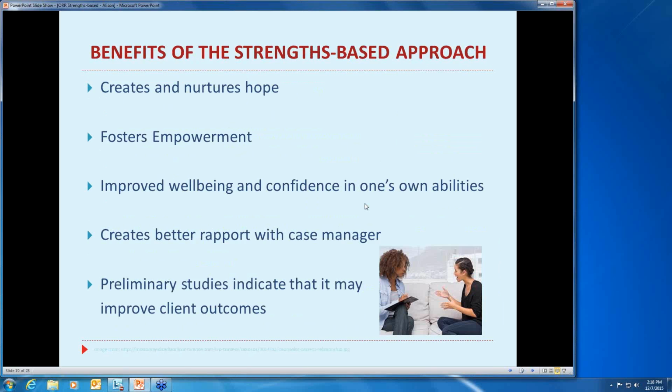So the benefits of a strengths-based approach, I'm going to go into a little bit more detail on some of these a little later on, but first of all, it creates and nurtures hope. And like I talked about earlier, just creating hope, feeling like you are capable of doing things rather than being reminded of all of your past failures is huge for motivation. It also fosters empowerment. It creates improved well-being and confidence in one's own abilities. It creates better rapport with the case manager, which again, I talked about. And preliminary studies indicate that it may improve client outcomes.